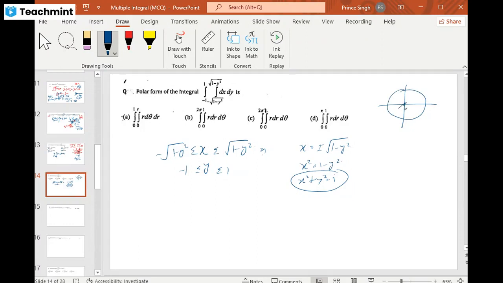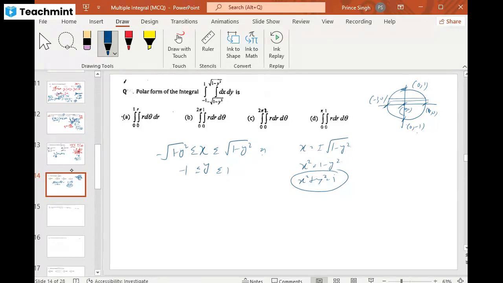So basically the region is a circle whose center is the origin and radius is 1. The vertex points are (1, 0), (0, 1), (minus 1, 0) and (0, minus 1). So we are given the limit of x varies from circle to circle, boundary to boundary. So the region is a complete circle.